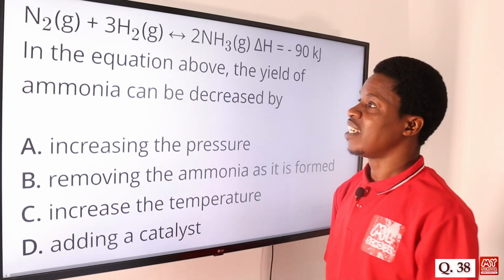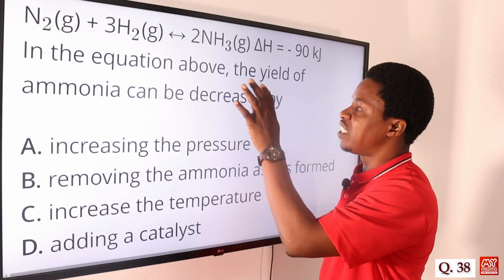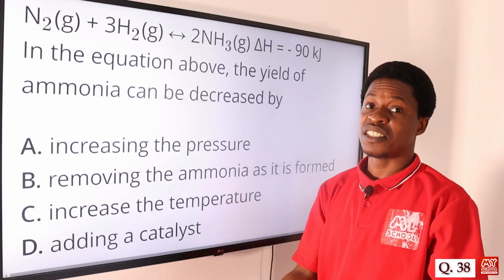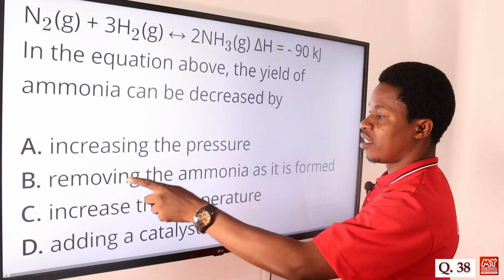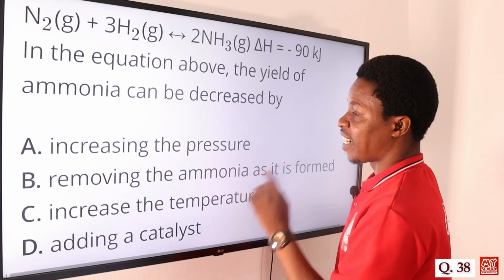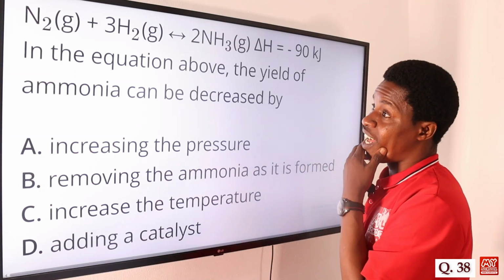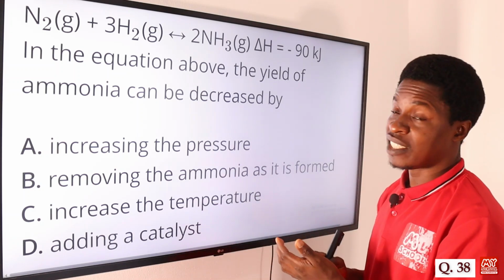Now the question says, in the equation above, the yield of ammonia can be decreased by, how do we decrease the yield of ammonia? Let's look at the options. Options say increasing the pressure, removing the ammonia as it is formed, increasing the temperature, adding a catalyst. Now don't forget that in terms of the yield of ammonia, there are 3 things we can look at.